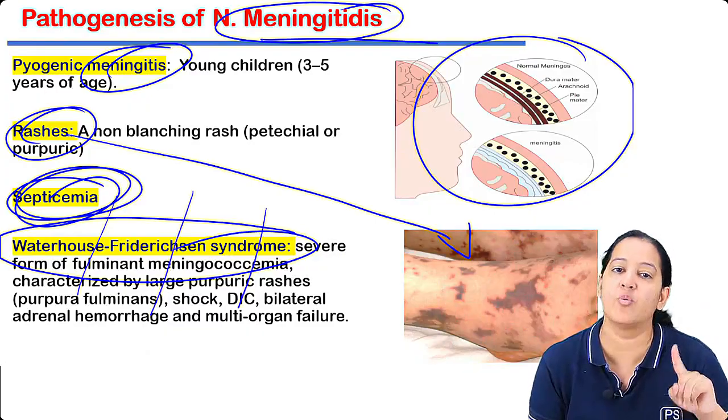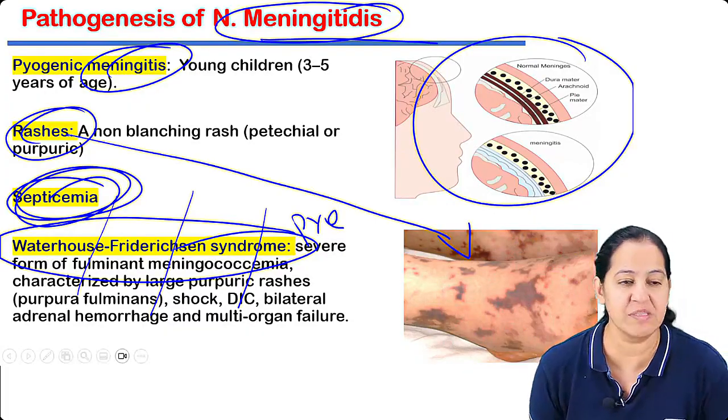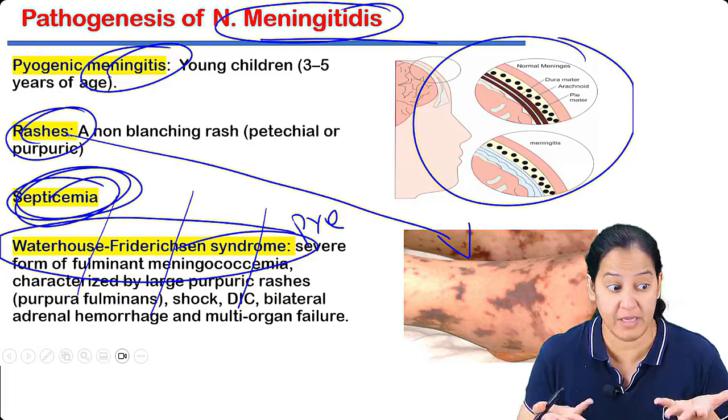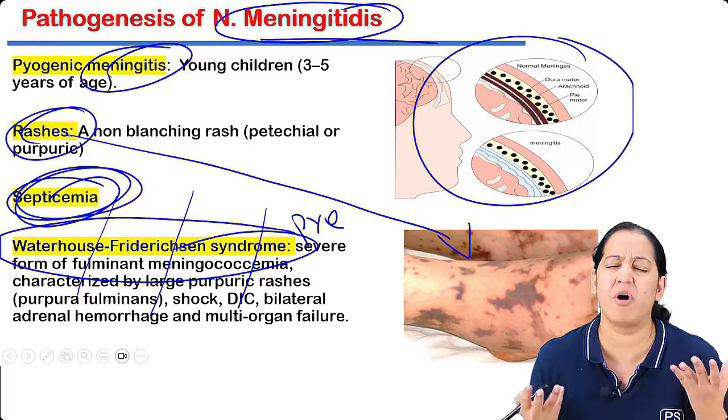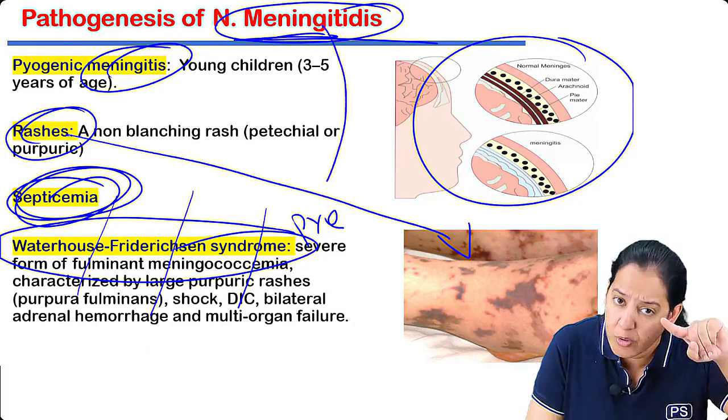Waterhouse-Friderichsen syndrome. Very important PYQ. The question comes like, Waterhouse-Friderichsen syndrome is caused by which bacteria? Students don't identify. Bhai, kya itna bada naam aa gaya? It's very simple. Waterhouse-Friderichsen syndrome is multi-organ failure. It is caused by Neisseria meningitidis. It is the most severe complication.